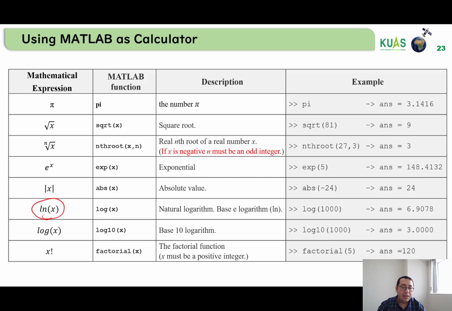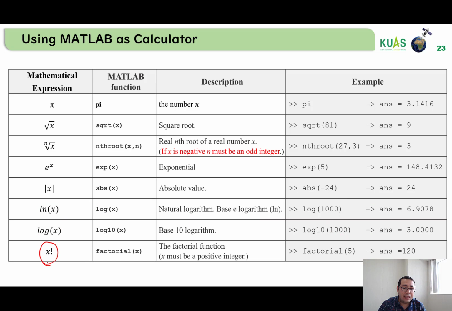And this is ln. The ln is the natural log, or the base e logarithm. And we write it in MATLAB as log. And to write log, we write log10, because log is the base 10 logarithm. So we write log10. This is for log in mathematical expression. And for ln, we use log. So we can write log 1000. It is similar to the mathematical expression ln of 1000. And this is log10 of this number.